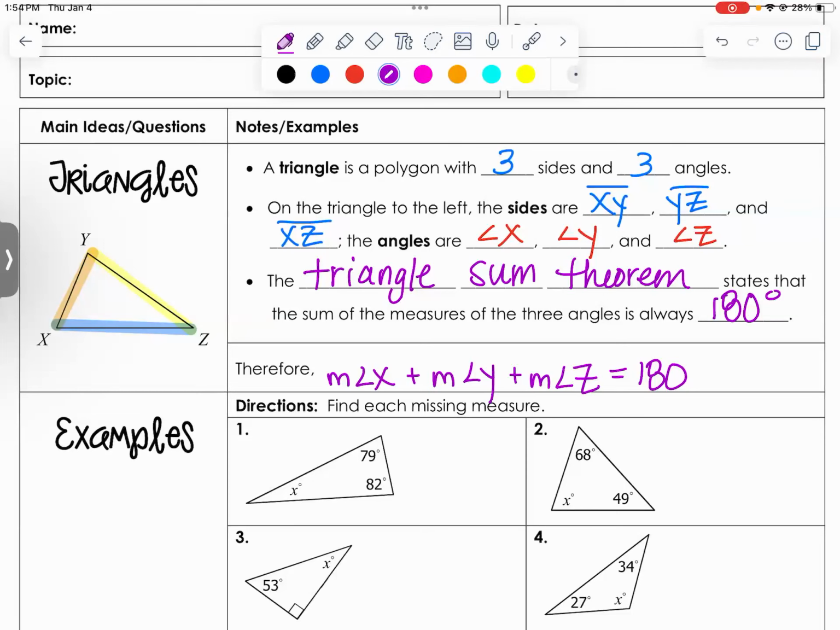Measure. So that means you just take the numeric value, like 60 degrees or 54 degrees or whatever it may be. Okay.